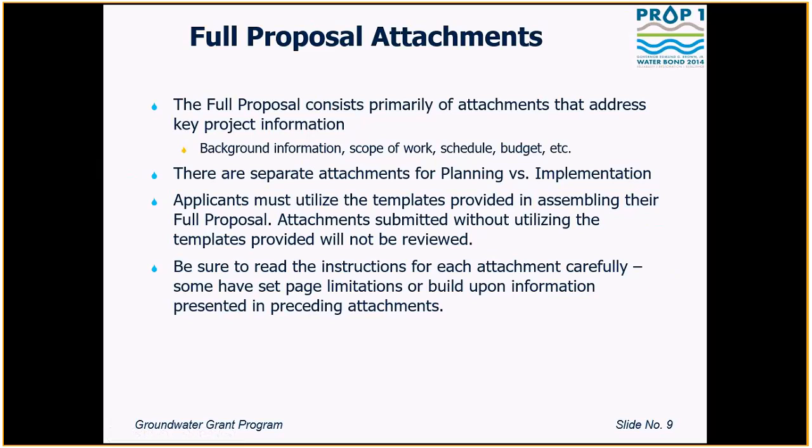The full proposal contains various attachments that contain key project components such as background, scope of work, schedule, and budget. Key thing I want to point out is to make sure you use the templates that are provided. Any attachments that do not follow the template will not be reviewed, so you have to make sure that you use the templates that are provided. Also, make sure to carefully read the instructions for each attachment and adhere to the page limitations. In some cases, you may be required to build on information that is presented in previous attachments, as you'll see later as we go through this.